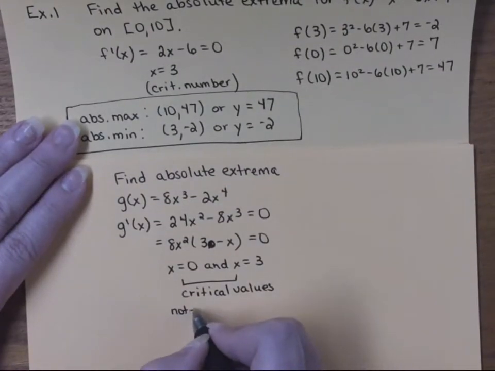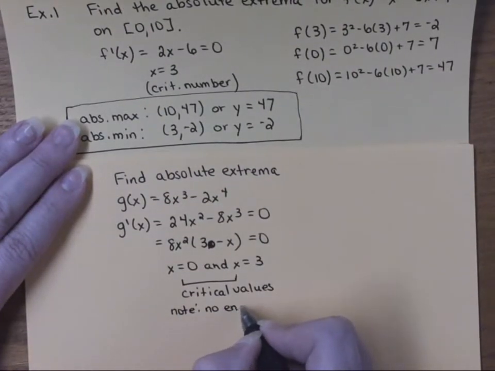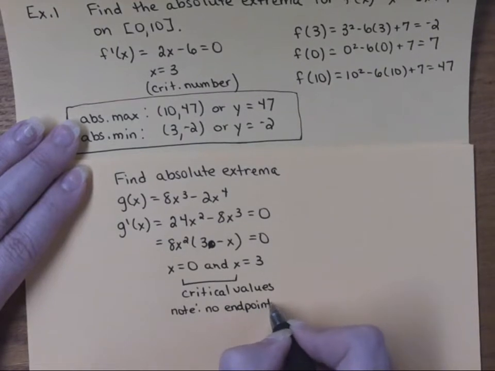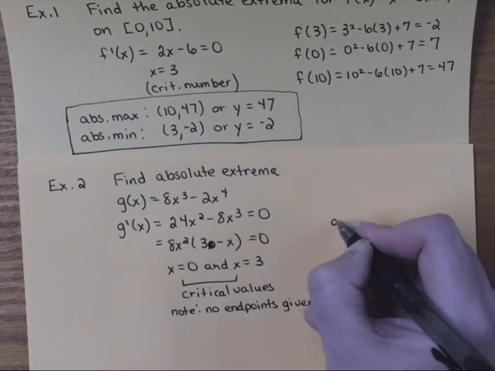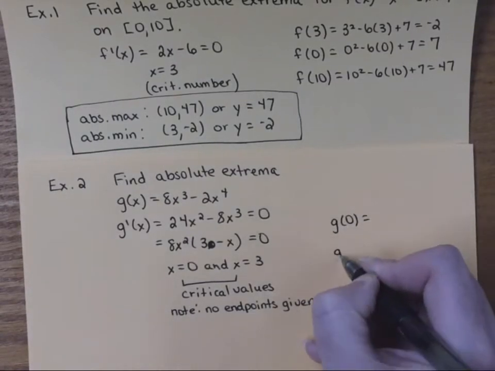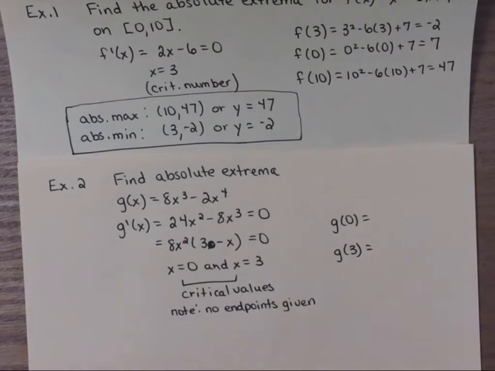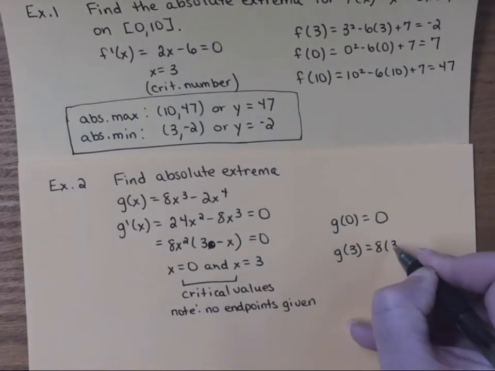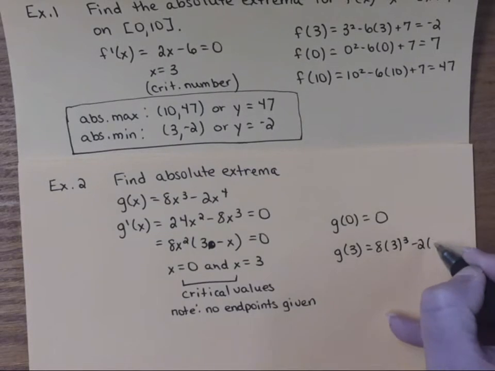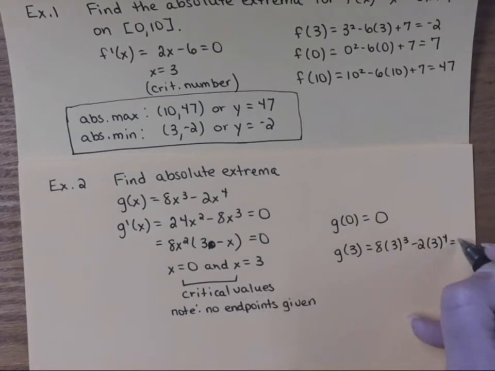And also note there were no endpoints given, which means there are no endpoints to check. So all you're going to do is check both critical values, and the highest one will be the max, and the lowest one could be the min, or maybe we don't have one, so we'll have to think about that. Okay, so g of 0 is just going to be 0. G of 3 is going to be 8 times 3 cubed minus 2 times 3 to the 4th, or 54.